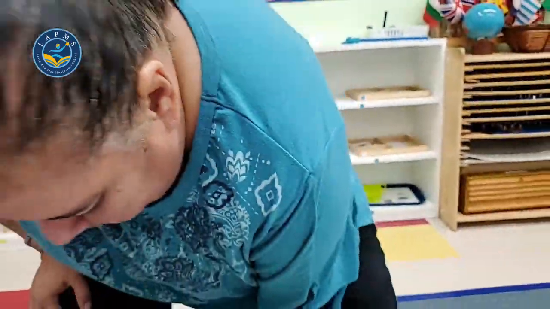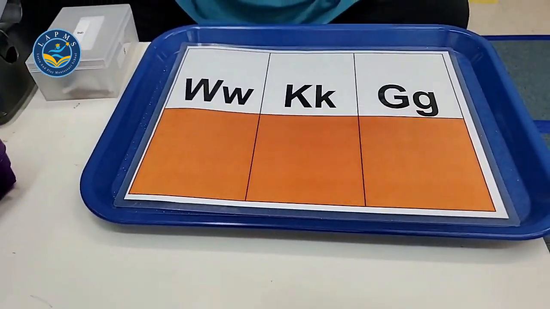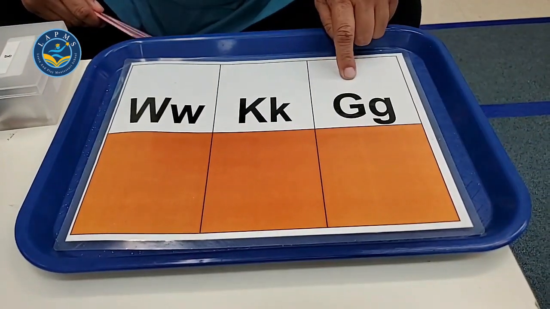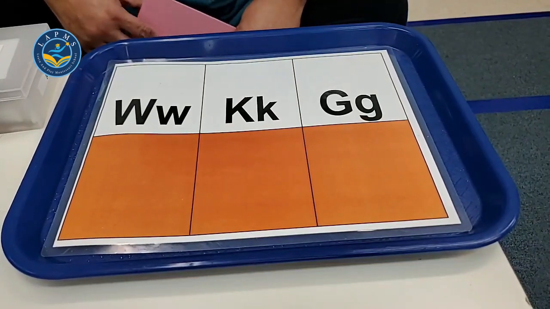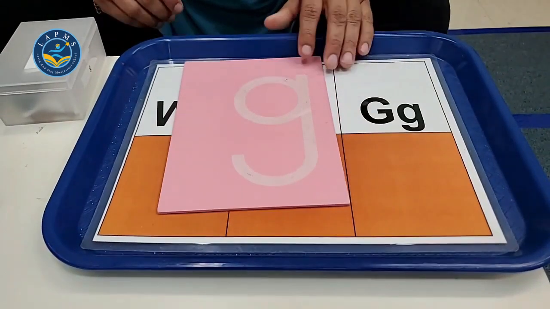Okay, so we are doing 3 letters at a time. So we're on our last letter of the week. So do you guys know what letter we're doing today? We did already WK. So what letter you think we're doing today? Letter G. Good job. And what sound does G make? G, G, G, G.